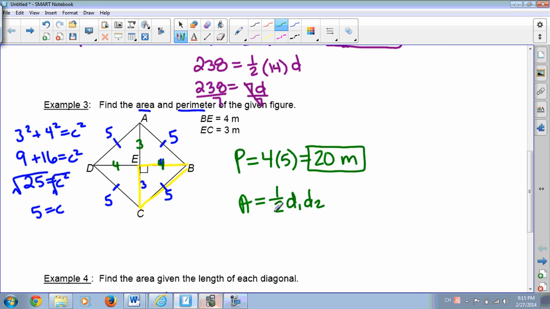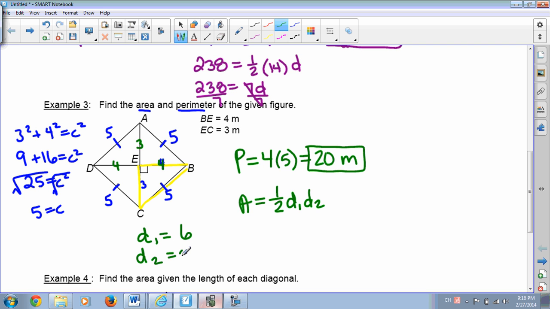Okay, so we're going to continue with our formula. We need to know what our two diagonals are. D1, it doesn't matter which diagonal is your D1, from A to C or from D to B. I'm just going to pick A to C. A to C is the 3 and the 3 together, which is 6. And then diagonal 2 would have to be from D to B, which is the 4 and 4 together, which is 8.